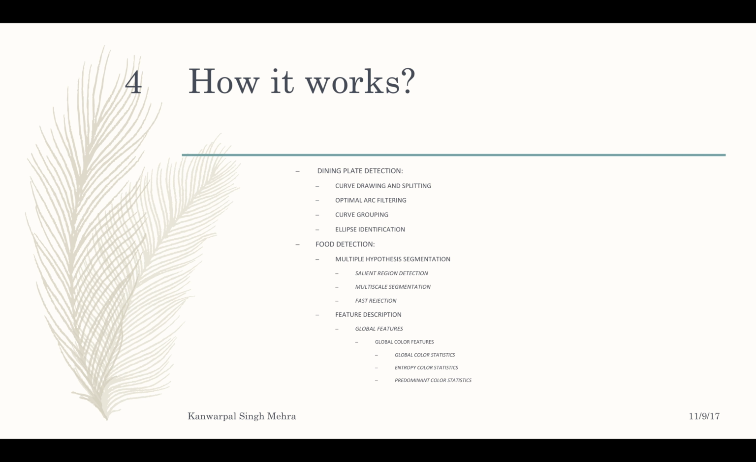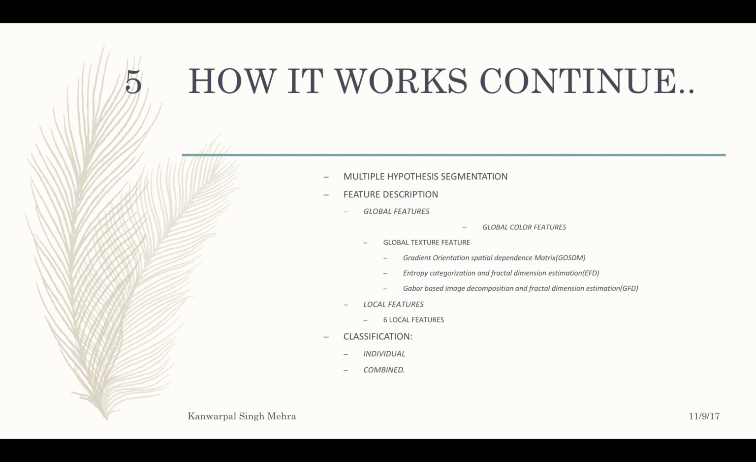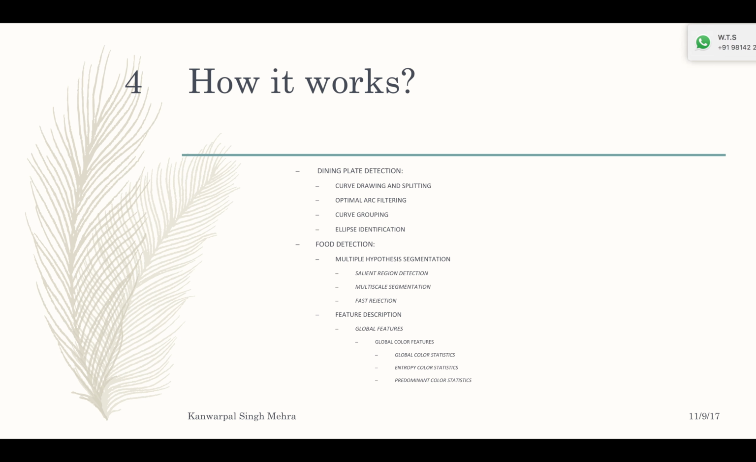Basically we have two types of features: the global features and the local features. Global features are the features of the whole image, where we are taking the whole image of the plate and reading each and every pixel present in that image. In the local features we are targeting only some specific key points, which are mostly potential points that may contain food. So we collect 6 local features and 6 global features.